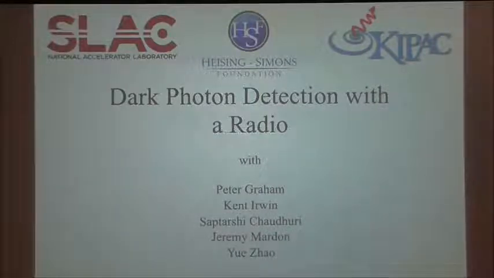So let's talk about this experiment, dark photon detection with the radio. This is being built by Kent Irwin at Stanford, and as of this morning, funded by the Heising-Simons Foundation. But we also got some cash from SLAC and KIPAC to build some small pathfinder versions.